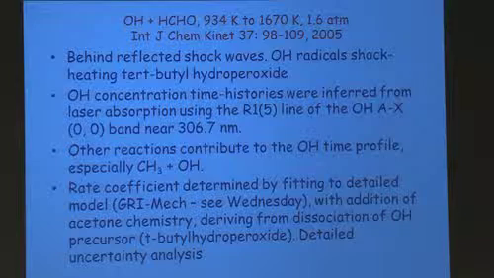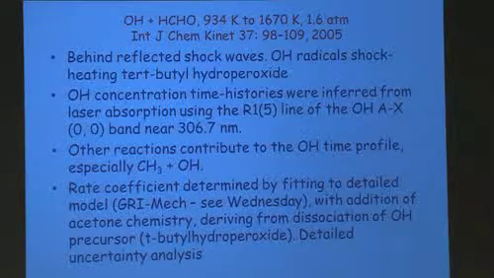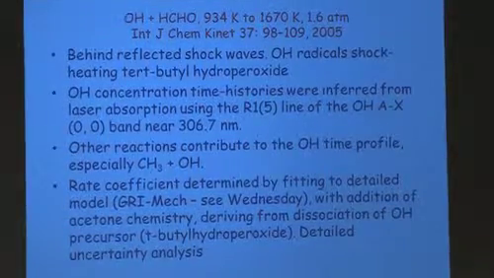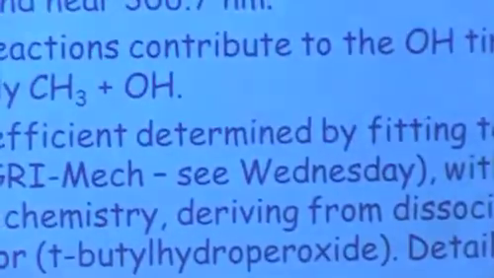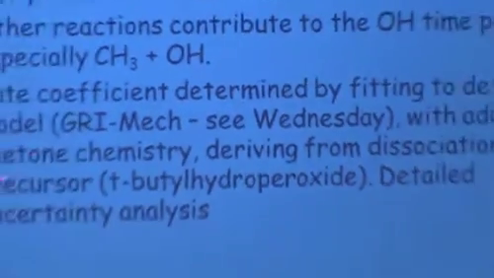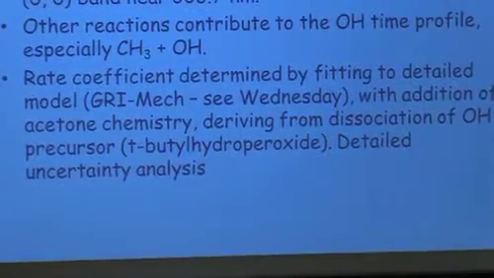Other reactions can contribute to the OH time profile, especially CH3 plus OH. And this is because it's a single-shot experiment, despite the sensitivity of the technique, it's necessary to work with higher concentrations. So secondary reactions are going to be significant, and you've got to take account of them. So the overall rate coefficient was determined by fitting to a detailed model, which was GRI-Mech, which we'll talk about on Wednesday, with the addition of acetone chemistry. The acetone comes from the tertiary butyl hydroperoxide.